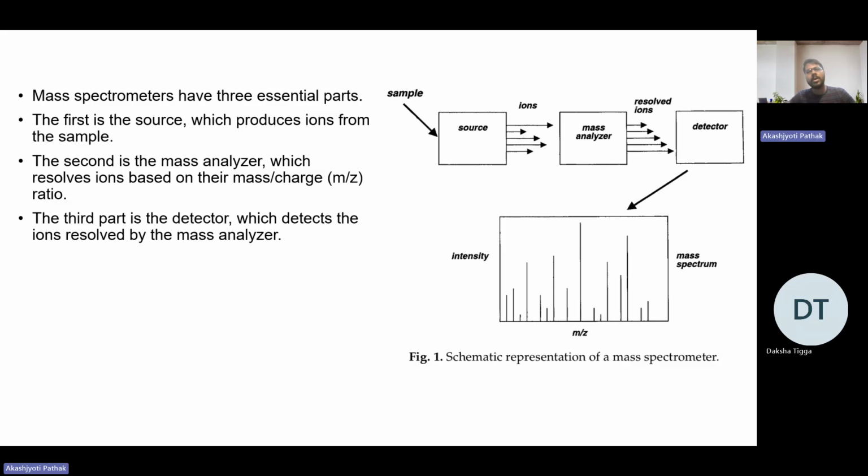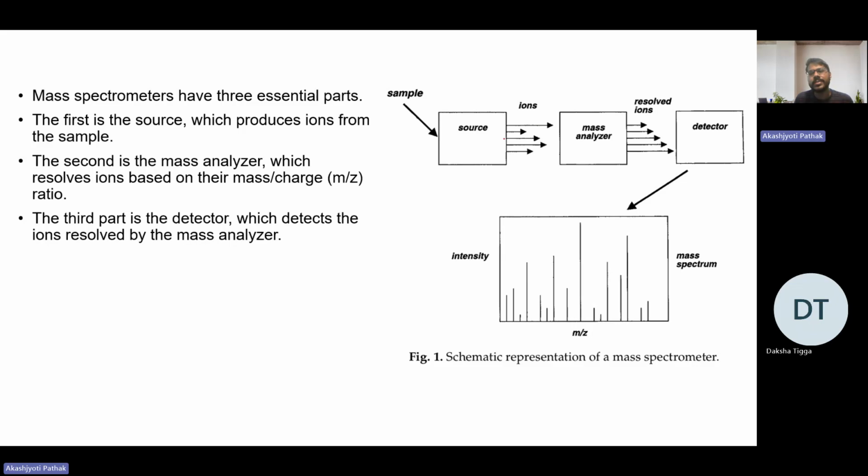So, as I was explaining, this is a figure taken from the book Lehninger, and you can see here that in a mass spectrometer, there are three different components. One is the source. Now, what will the source do? You apply energy to your source, and as a result, the molecules in the gas phase will get ionized.